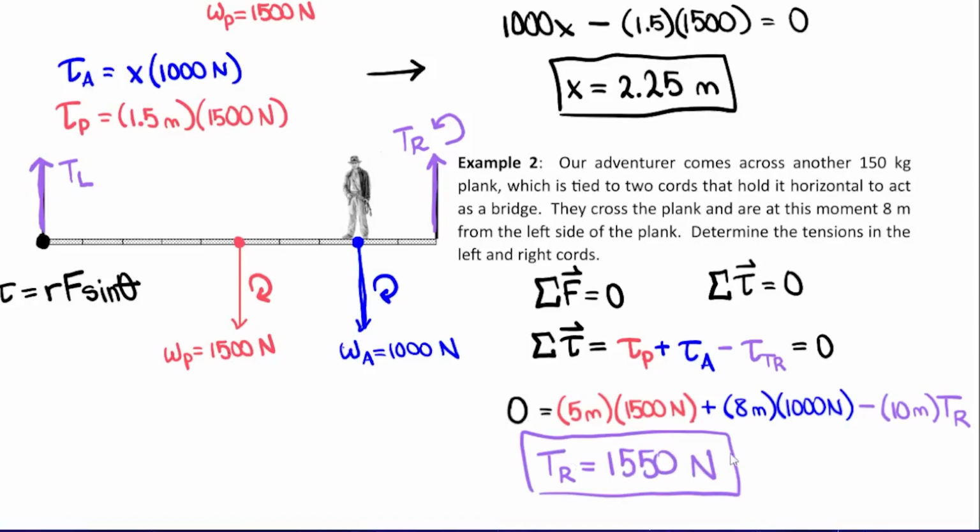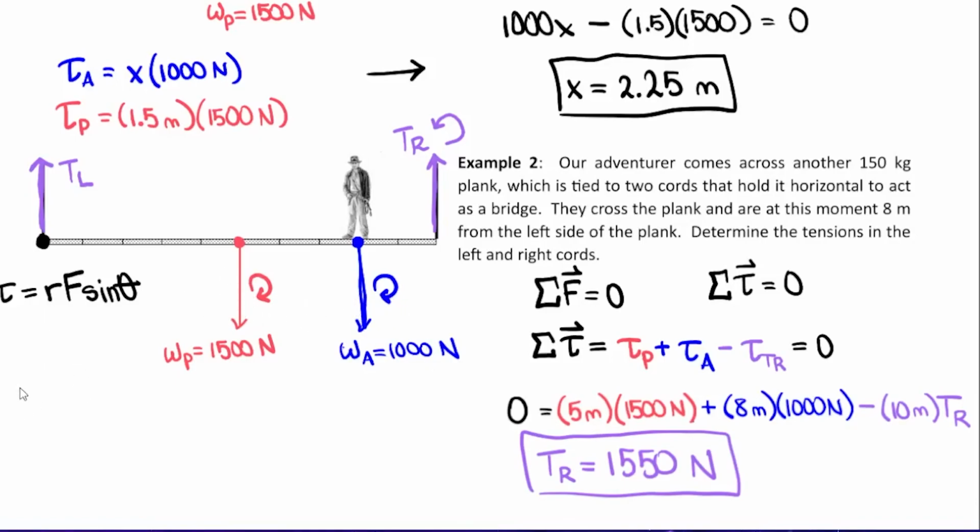So having this force is going to make finding TL a heck of a lot easier. And we have two options now. We can either use torques again, and now this time place the pivot point at the location of TR, or we can use our other condition here, Newton's second law in the usual sense. And all we really need to do here is find the sum of forces, because we know that they need to cancel out to 0. So we would add the two upward forces, TL and TR, and subtract from them the sum of the two downward forces, 1,500 and 1,000.